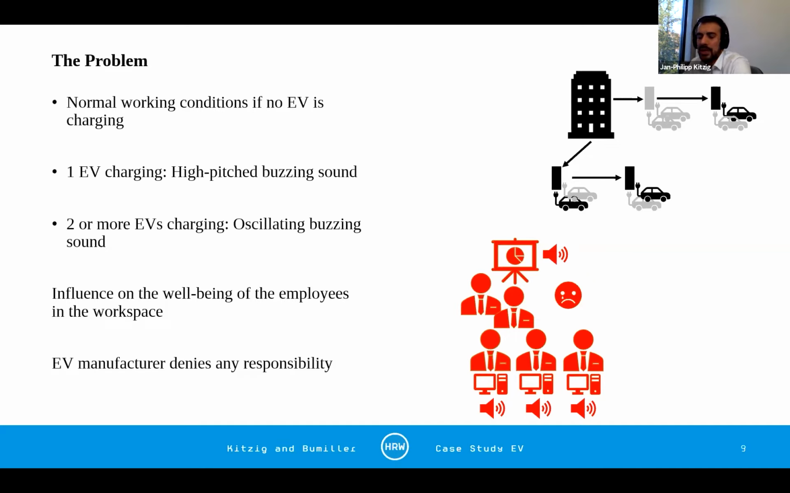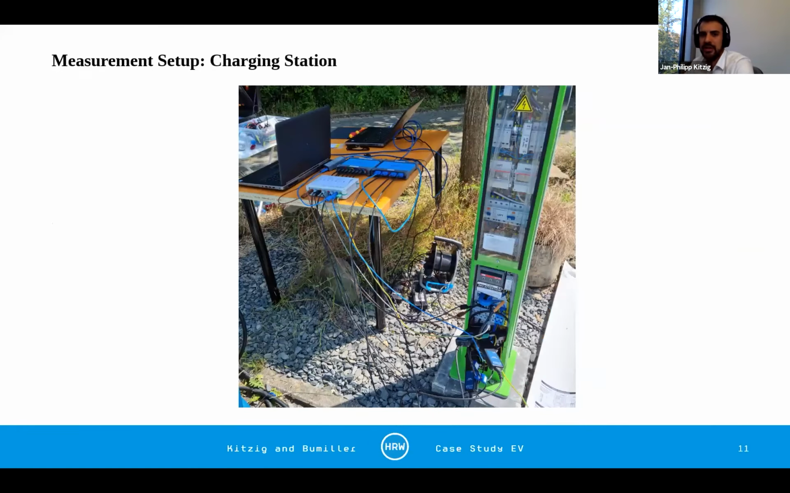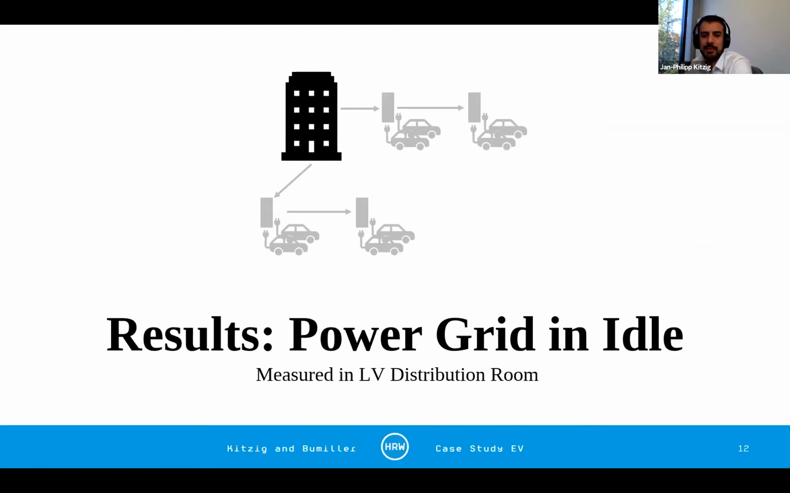So we went there and we came with our power quality measurement system and we started to set up measurements. We measured in the low voltage main distribution room in different configurations, and we measured at one of these charging stations. And what I want to show you now are the first, preliminary results of our measurements there. At first, we looked at the power grid in idle.